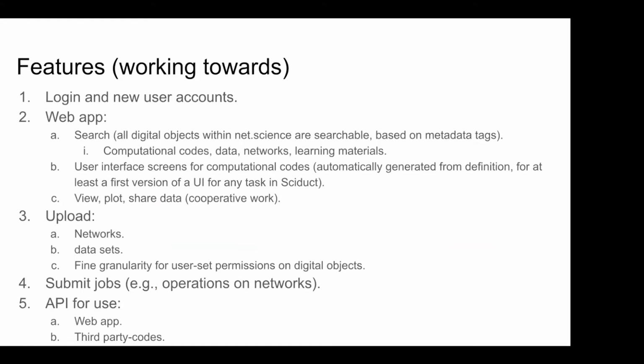Okay, so these high-level features that we're working on right now are login and user management of managing user accounts. The web app, we just spoke about searching before of different types of digital objects. It will also have user interface screens for all the different computational codes, which will generate automatically. And then this notion of team science with viewing, plotting, sharing the data. As far as uploading into the system, in the shorter term, we're looking at networks and network type data. We'll say something about network type data in a few slides, in that people who contribute these types of artifacts, they'll have the ability to set the permissions on these objects. So for example, viewing the objects or whether they can download them, and other types of settings.